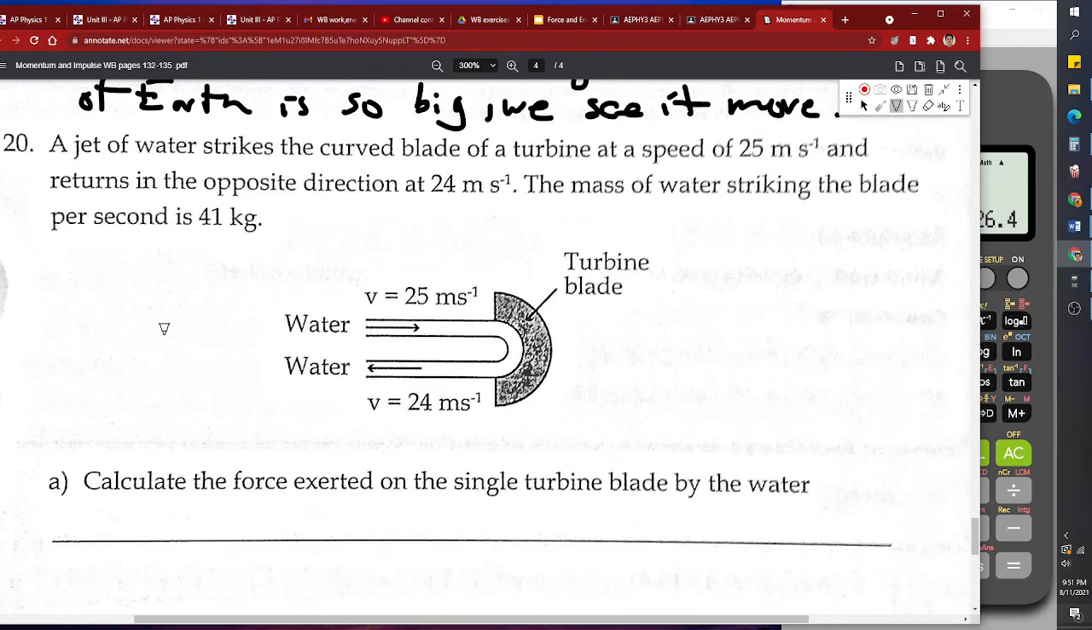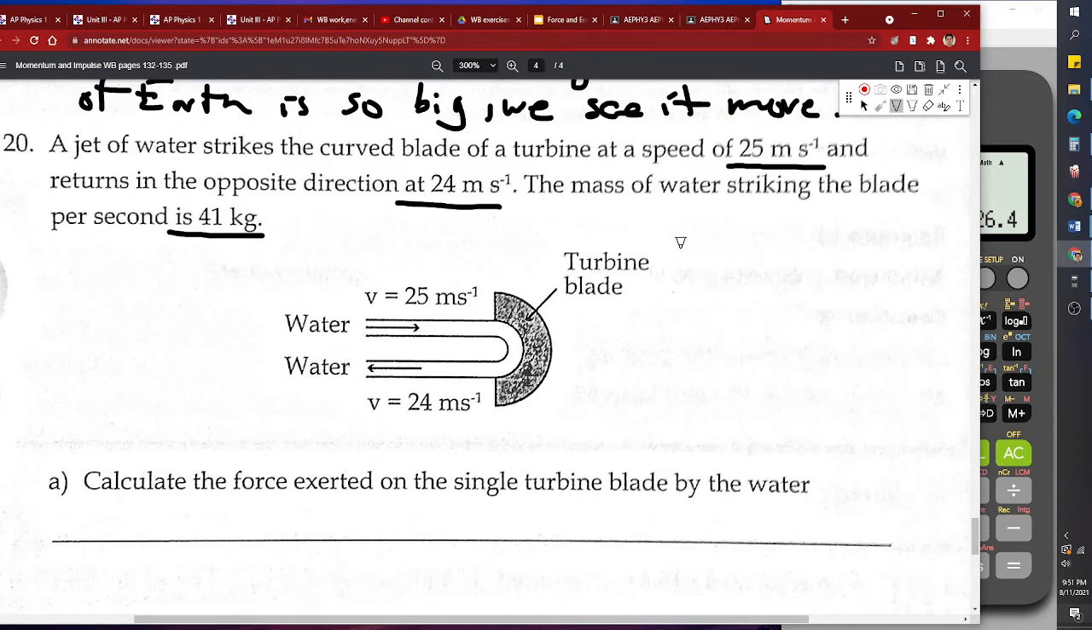What we have is a jet of water strikes a curved blade, this turbine blade here, at a speed of 25 meters per second, and returns in the opposite direction at 24 meters per second. The mass of the water striking the blade per second is 41 kilograms. Okay, so we know some information.